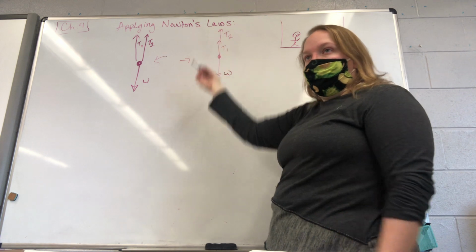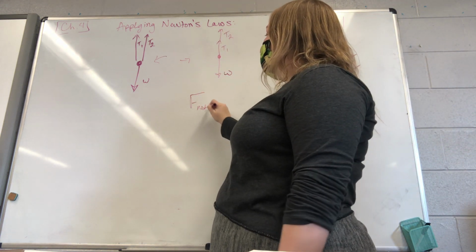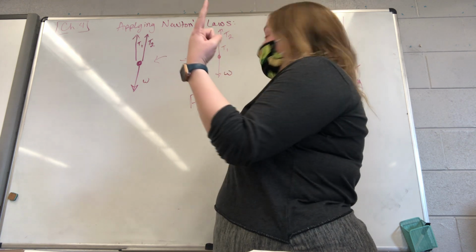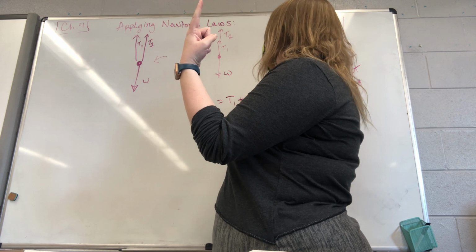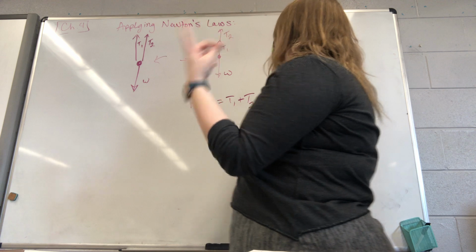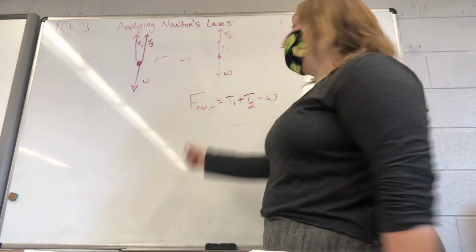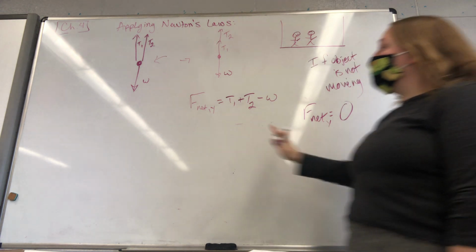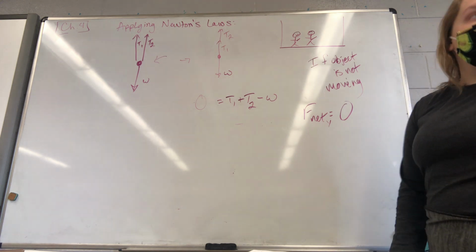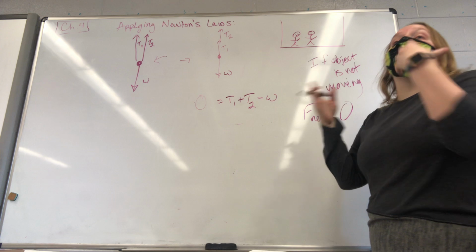What's the expression you would write using the forces? T1 plus T2, right? They're just on top of each other. And then minus W. We just said F net Y is 0, so we would set the whole thing equal to 0. Now, in this particular case, you'd have to be told something more about tension.